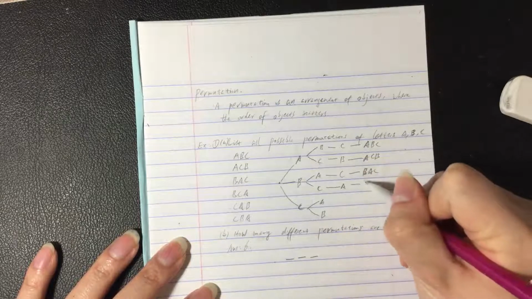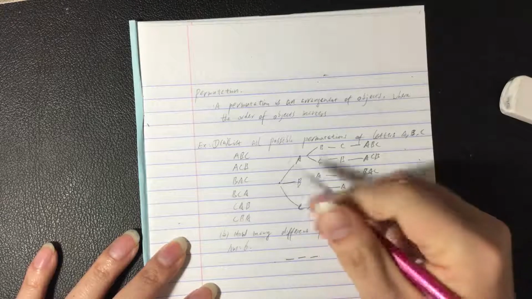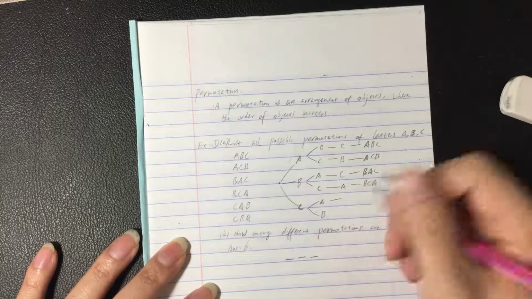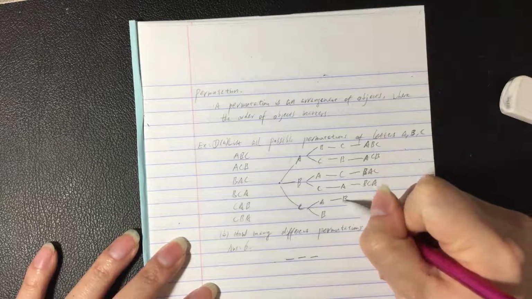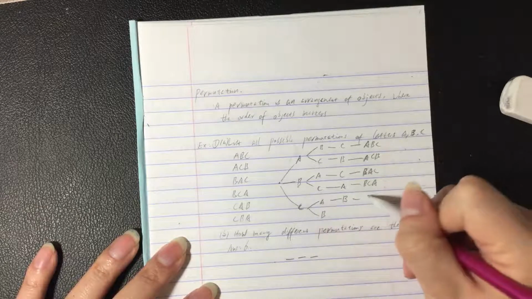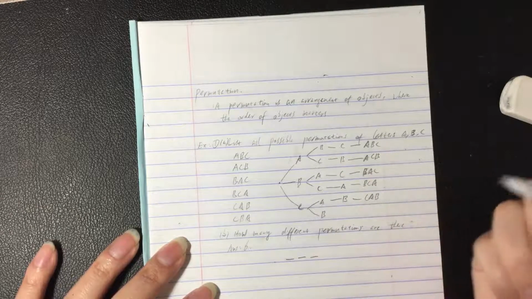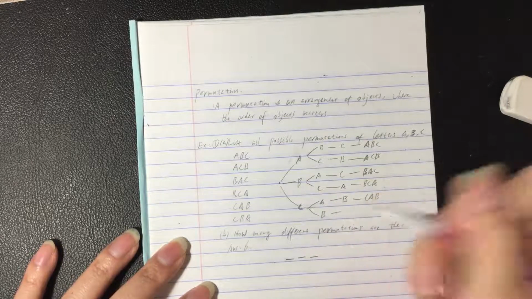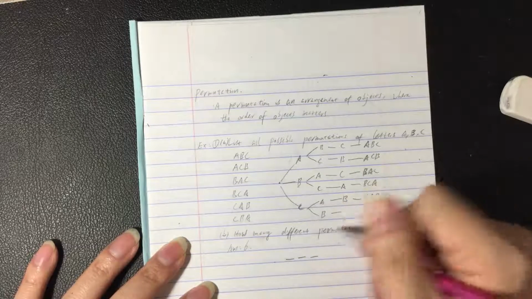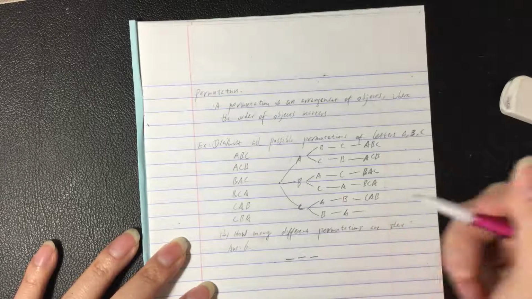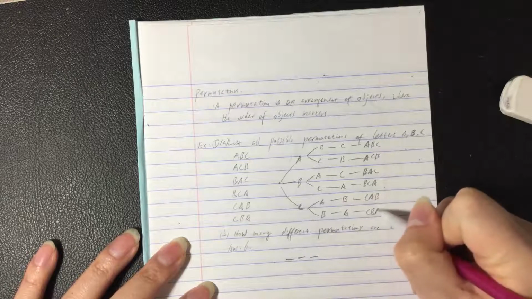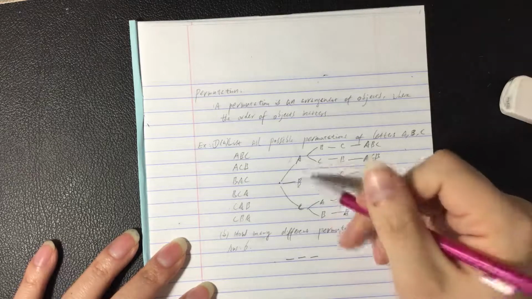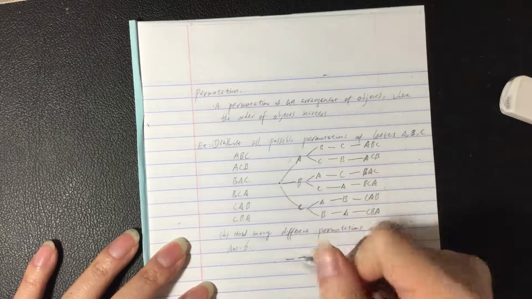If the first place is B and the second place is C, the third place must be A. That's an arrangement B, C, A. If the first place is C and the second place is A, the third place must be B. So that's an arrangement C, A, B. If the first place is C and the second place is B, then the third place must be A. That's an arrangement C, B, A.